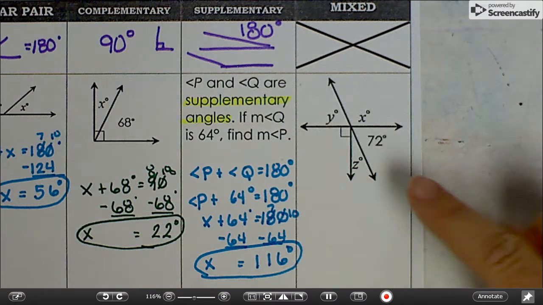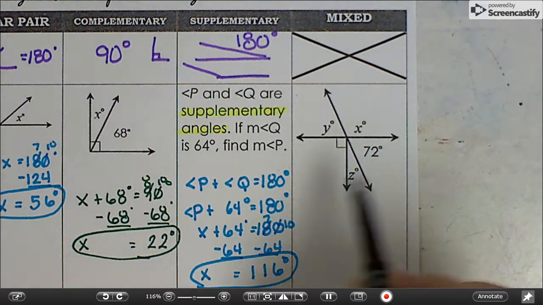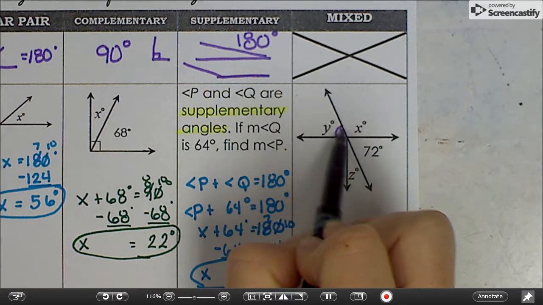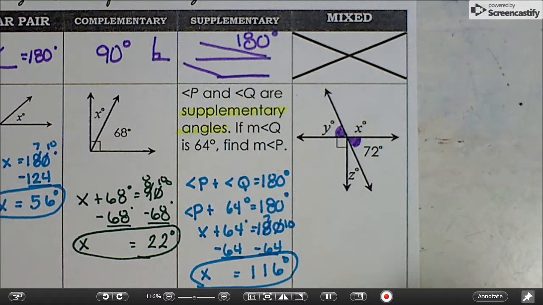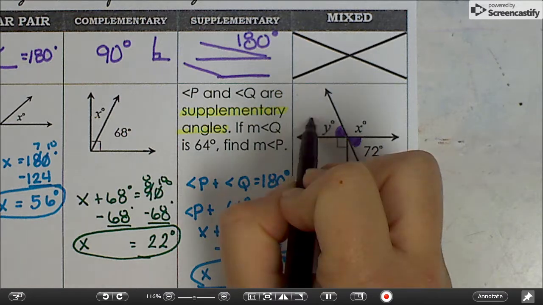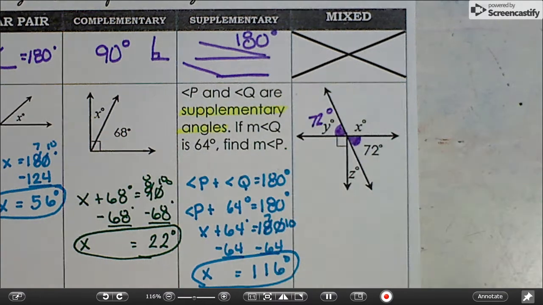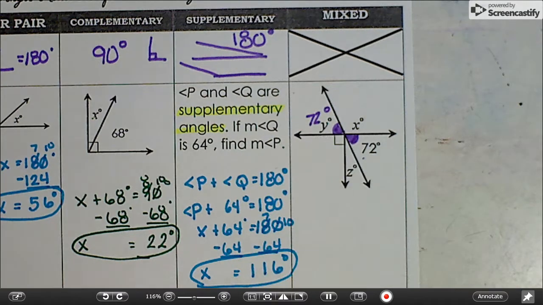Most of the time you're going to see some that are a little bit more confusing like this. So I'm going to walk you through the way that I would look at this, and you may be able to solve it another way, and that's absolutely fine. The first thing that jumps out to me here is this vertical angle pair right here. If these are vertical angles, then angle Y has to be 72 degrees because vertical angles are congruent.